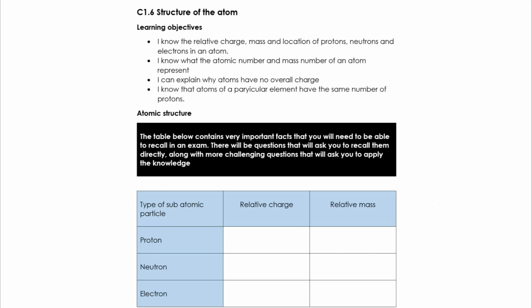Moving on, have a go at filling in this table. And it's a very important table. You have to know what is included in here from memory and use it very, very regularly. Now, the relative charges, proton positive, neutron neutral, electron the other one. That might help you to remember that proton is +1, neutron is 0, and the electron is -1. In terms of the relative masses, the proton and neutron have a relative mass of 1. They're equal to each other, but the electrons are much smaller. We can say they're negligible. If you want to be really specific, they're 1,836 times smaller than a proton or neutron.